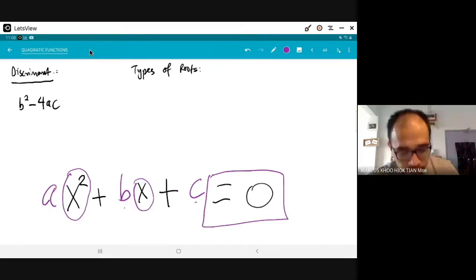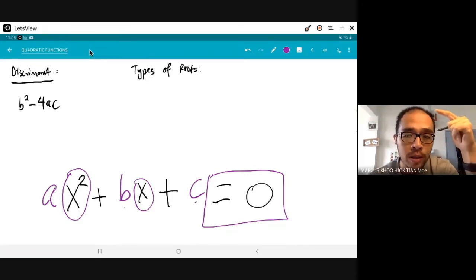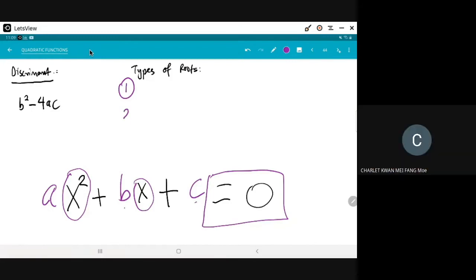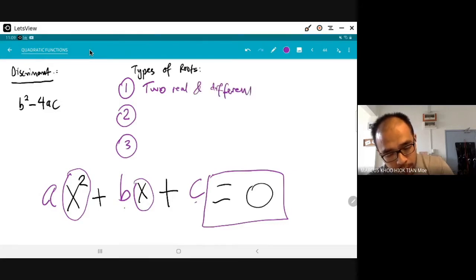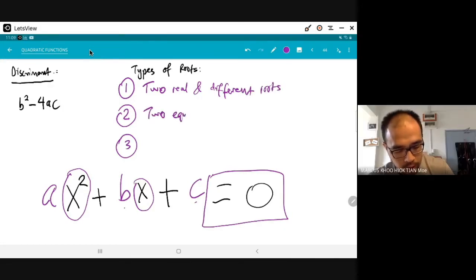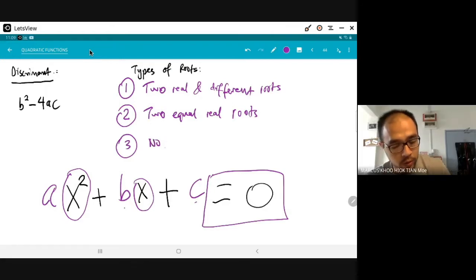Secondly, what are the three types of roots there are? Charlotte, give me one. Meichi, give me one. Sinbury, give me one. Charlotte, can we start with you? Give me the first type of root. Two real and different roots. Okay, very good. The second one, Meichi. Two equal real roots. Okay, good. The third one, Sinbury. No real roots. Very good.